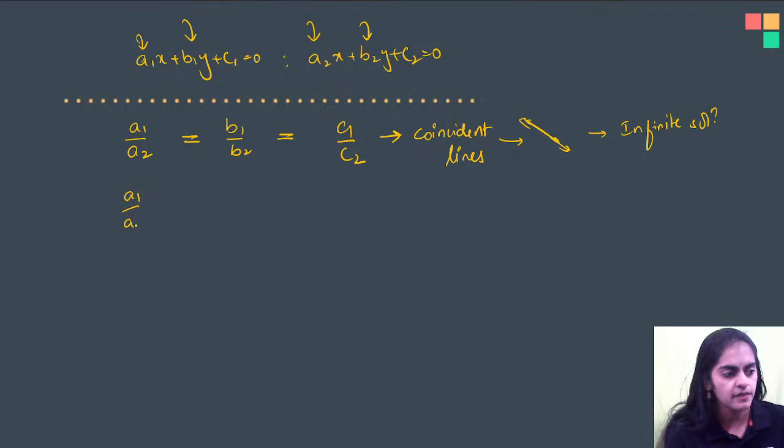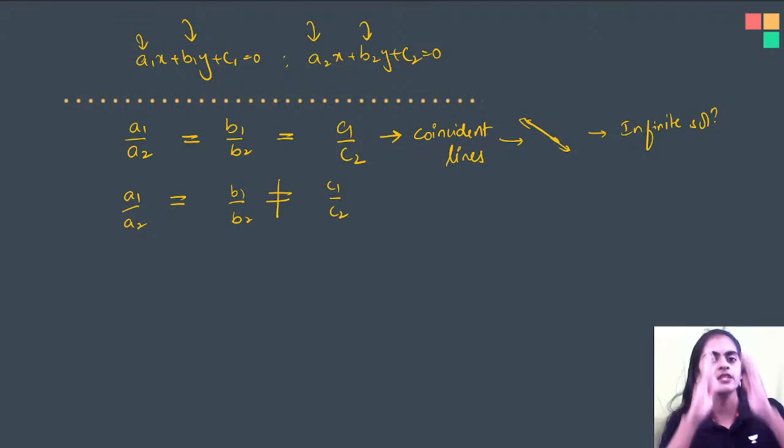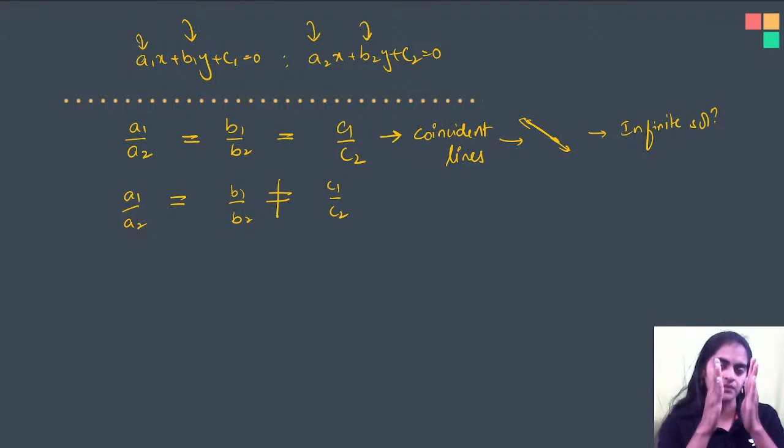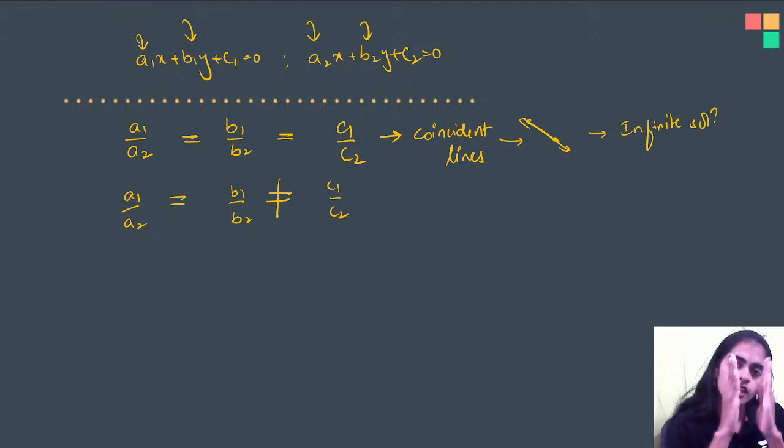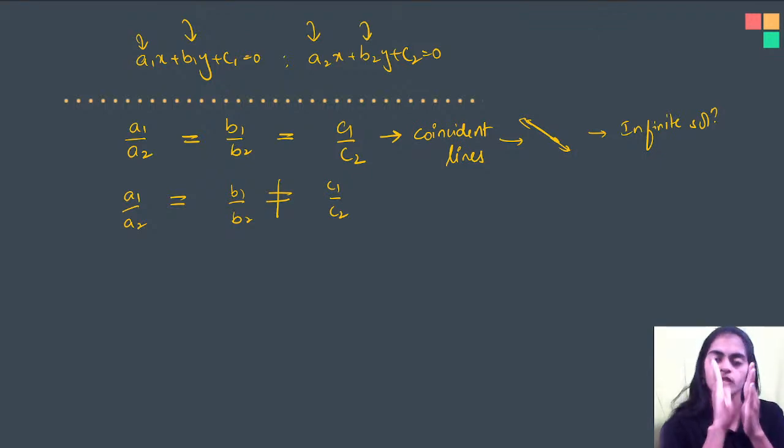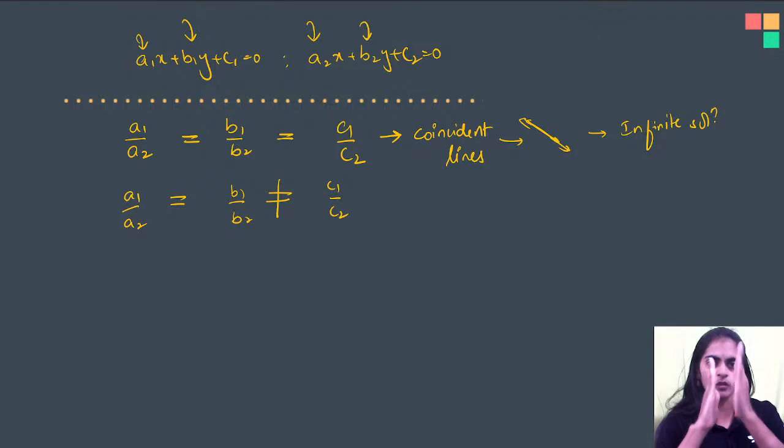Now, suppose I am taking the ratios again, a1 by a2, b1 by b2, c1 by c2. And I find that only the first ratio is the same and the second ratio is not the same, which means only two ratios are the same. So when only two ratios are the same, a1 by a2 equal to b1 by b2, the lines are parallel. Very clear? Parallel lines.